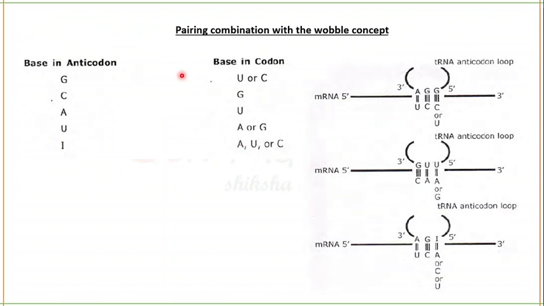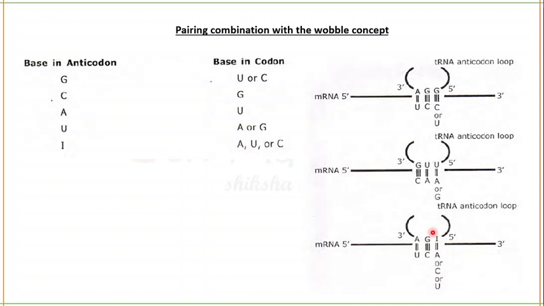Let's see it with an example. If the base in the anticodon is G, the base in the codon will be U or C. It means G will pair correctly to C or U. If the base in the anticodon is C, then the base in the codon will be G. If A, it will be U, but if U, it will be A or G, and for I, it will be A, U or C.